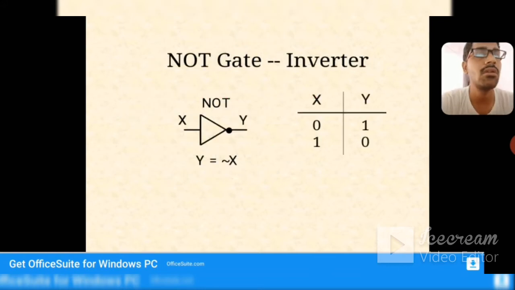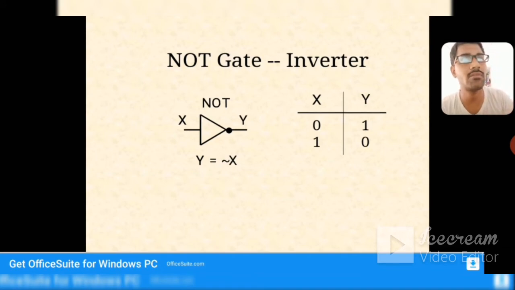First of all, we will see a NOT gate. You can see the figure. The figure is a triangle with a bubbled node, where the gate takes one input and gives us a single output, but the output is always the complement of the input. That means if we provide 0 as an input, the output will be 1, and if we provide 1 as an input, then the output will be 0. This is called a NOT gate or inverter.